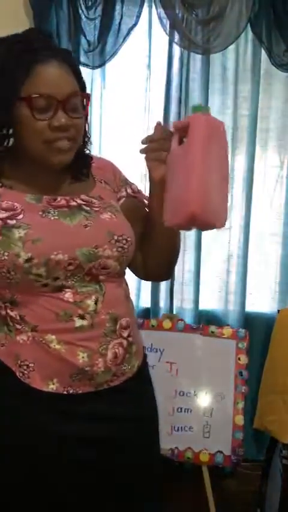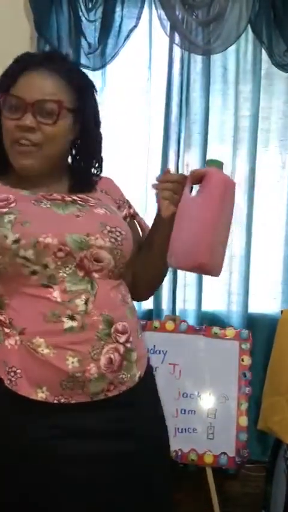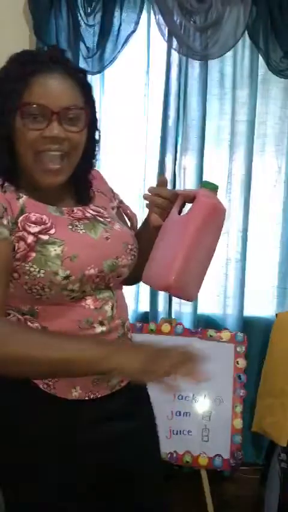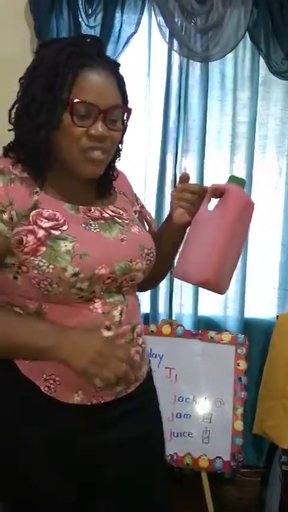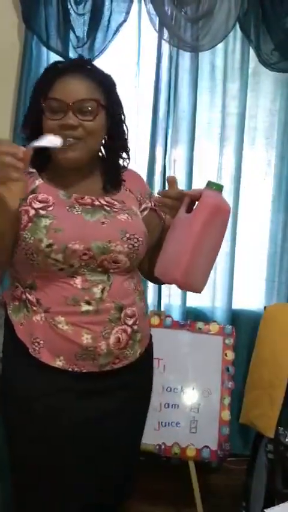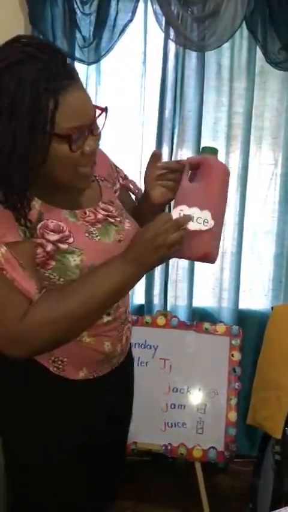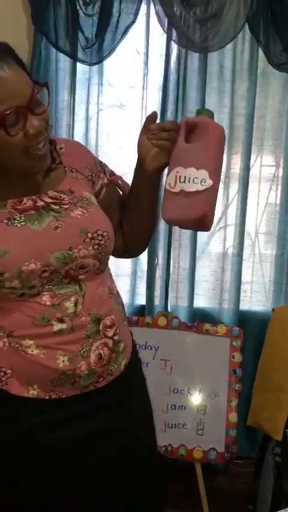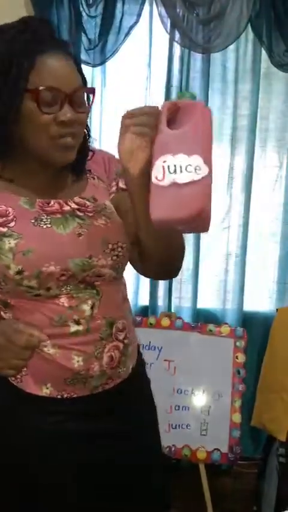Now we're going to find the words for all the objects that start with the letter J. So here I have the juice. Now I am going to find the word juice. So here I have some words on the table and I'm going to search and find the word juice. Wow, is this the word juice? I'm going to stick it on right there. That is the word juice.